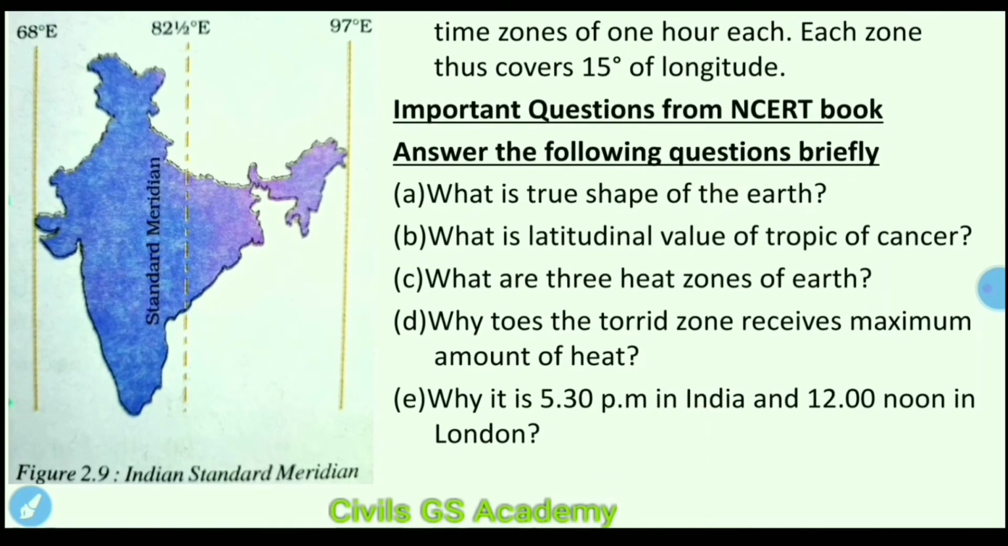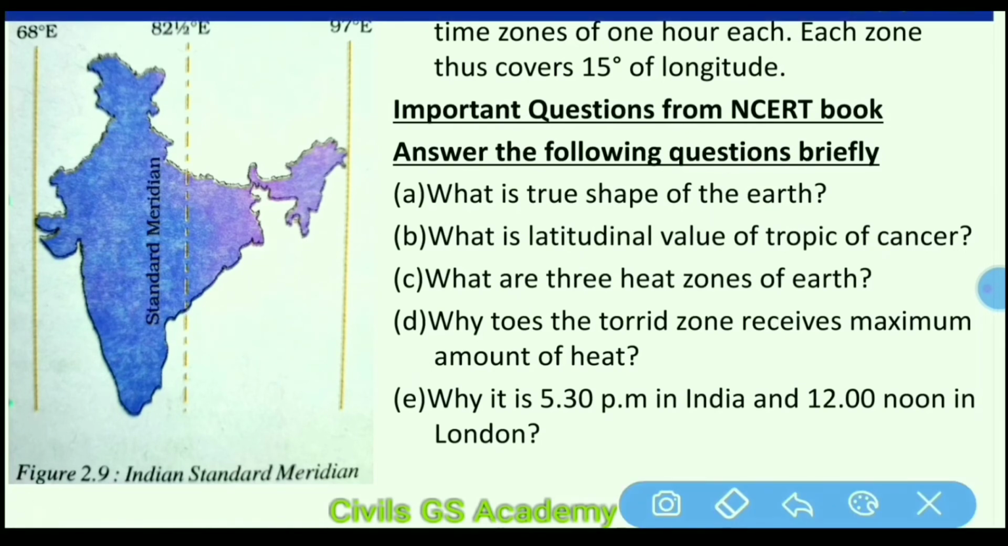Now we'll discuss important questions from the NCERT book. Answer the following questions briefly. Question A: What is the true shape of Earth? You all know it. It is geoid. What is the latitudinal value of the Tropic of Cancer? It is 23 and a half.